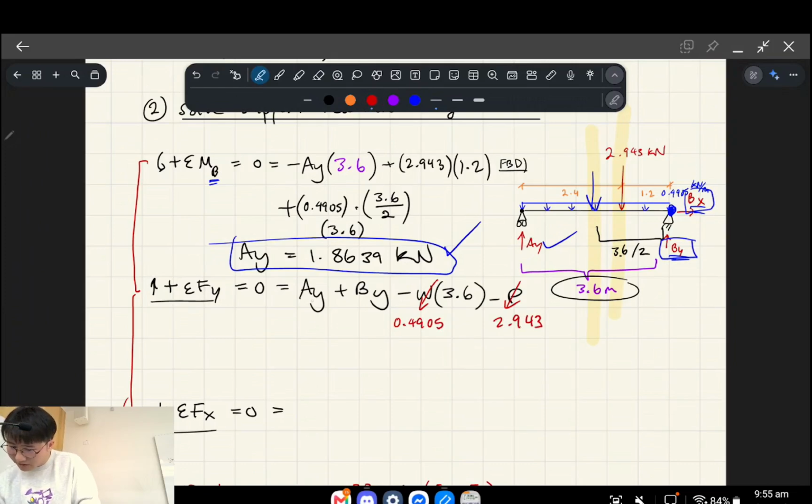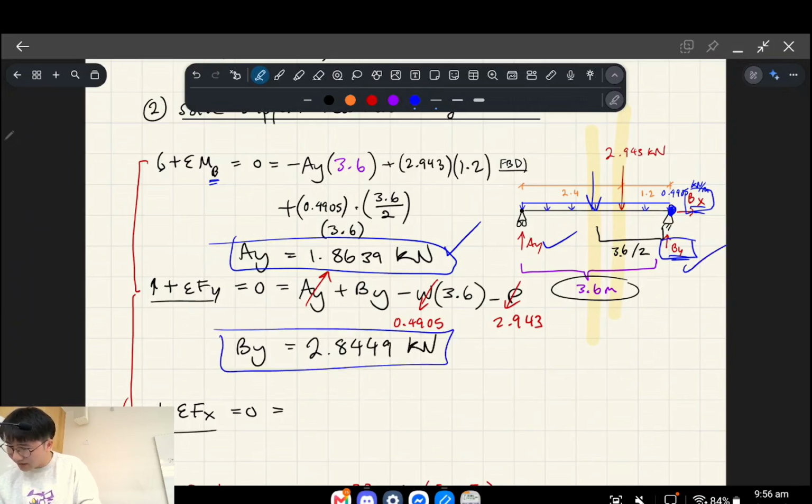And we also know what AY is. It was that previous answer. So now we're just left with BY, right? And BY, when we solve for it, is 2.8449 kilonewtons, okay? So now we know what BY is, okay?